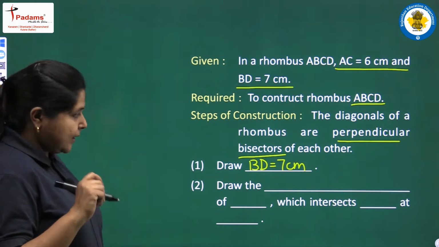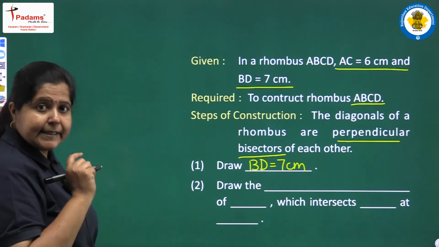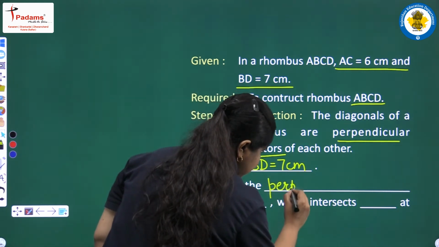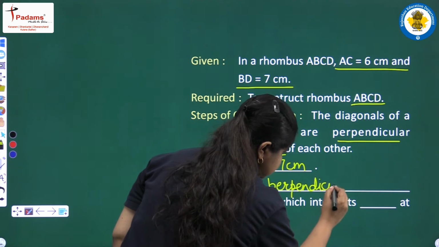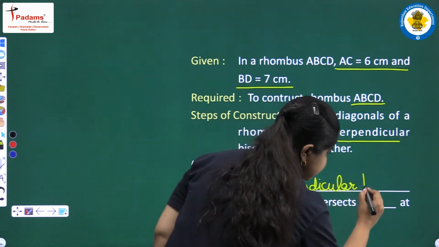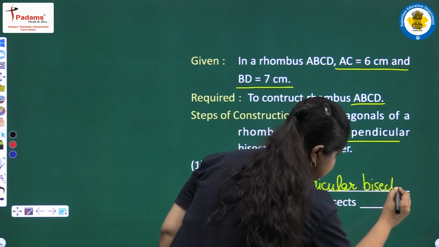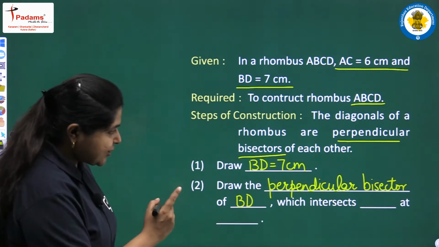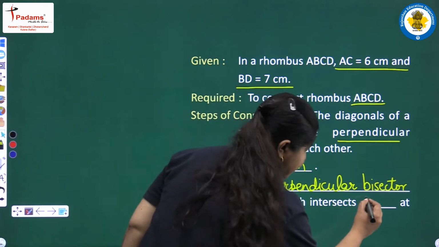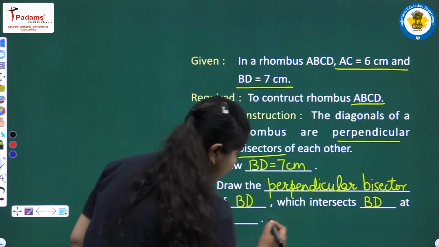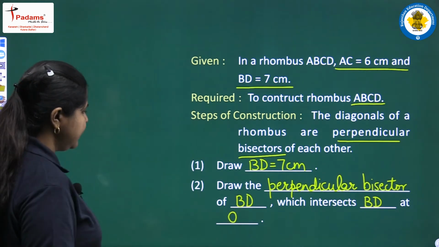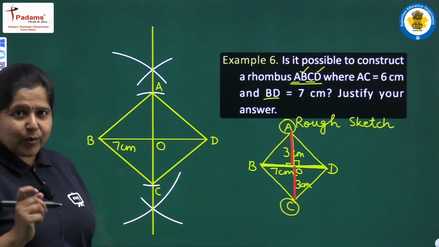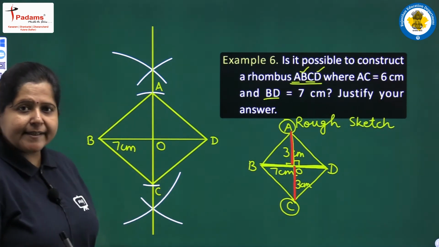What next we did? We drew the perpendicular bisector of BD. So draw the perpendicular bisector of BD which intersects BD at point O. You can see here, this is the perpendicular bisector and it is intersecting BD at point O. So accordingly we have written that sentence.